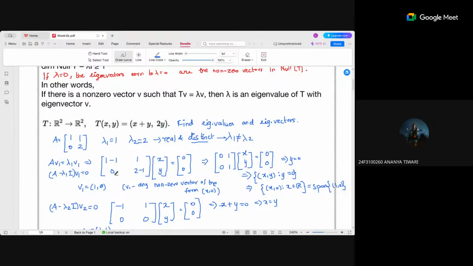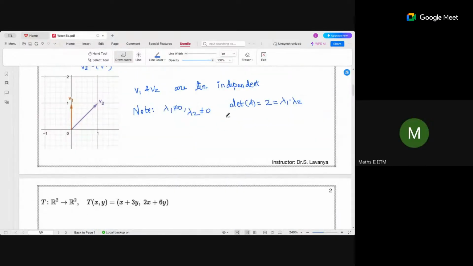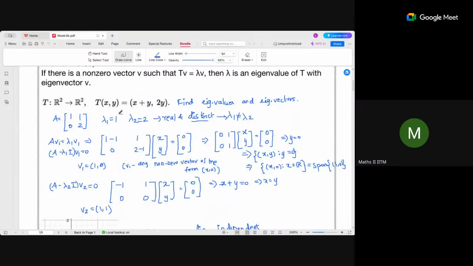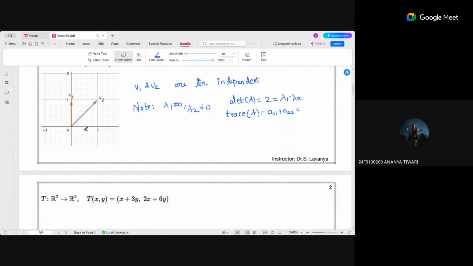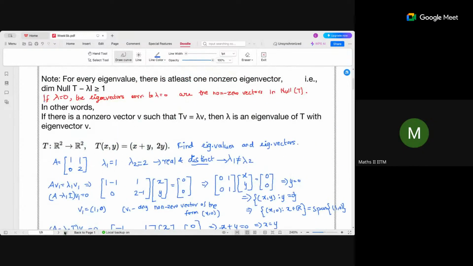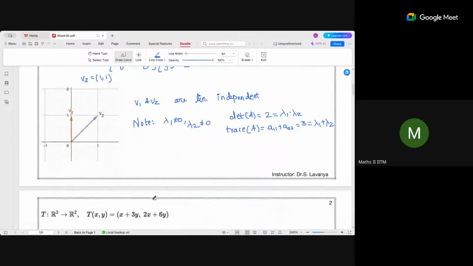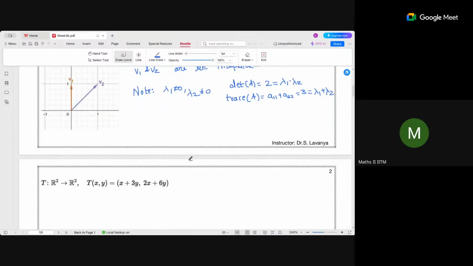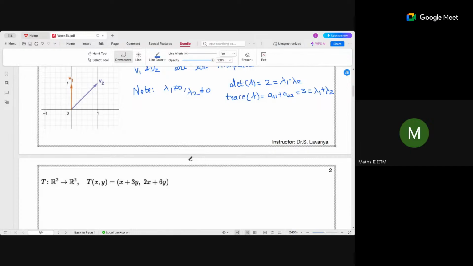Yes, ma'am. Okay. Another observation: do you all recall what is meant by the trace of a matrix? Sum of diagonal elements. Yeah. So what is the sum of diagonal elements in this case? 3. And what is the sum of eigenvalues? 3. Okay, so is it a coincidence because it is a triangular matrix? Let's see whether it is a coincidence or is it a fact.